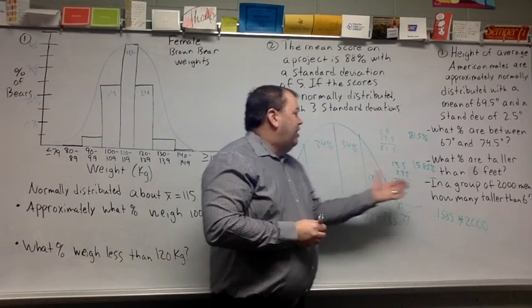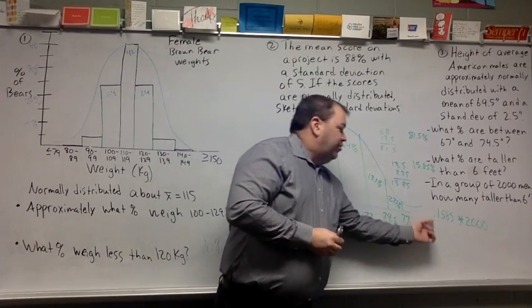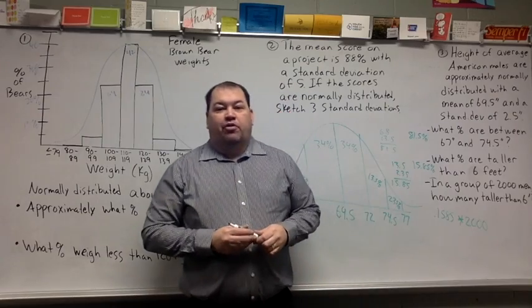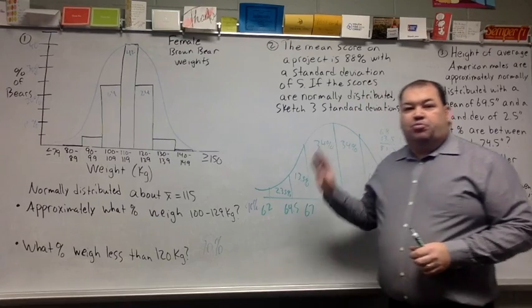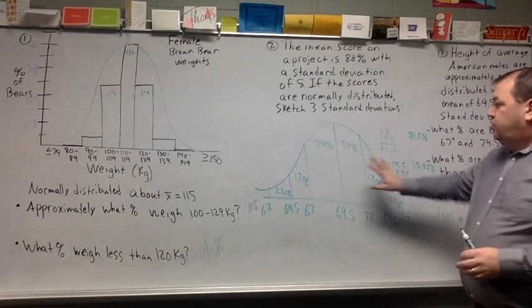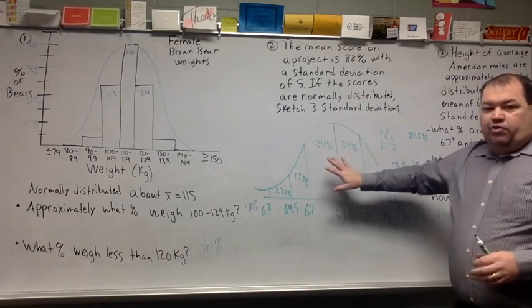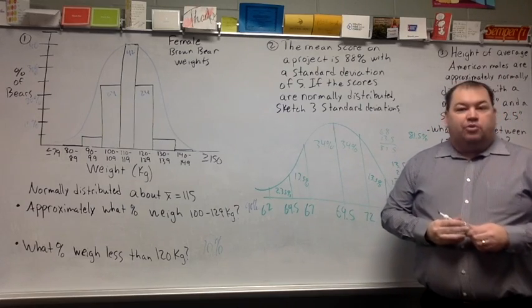Okay, so be careful when they start asking for how many as opposed to what percent. How many, we still have to find that percent, but then we have to multiply by how many people are there. All of these are normal distributions, or at least approximately normally distributed, so these percentages are going to hold. They're going to work for a lot of the problems that you tackle with normal distributions.